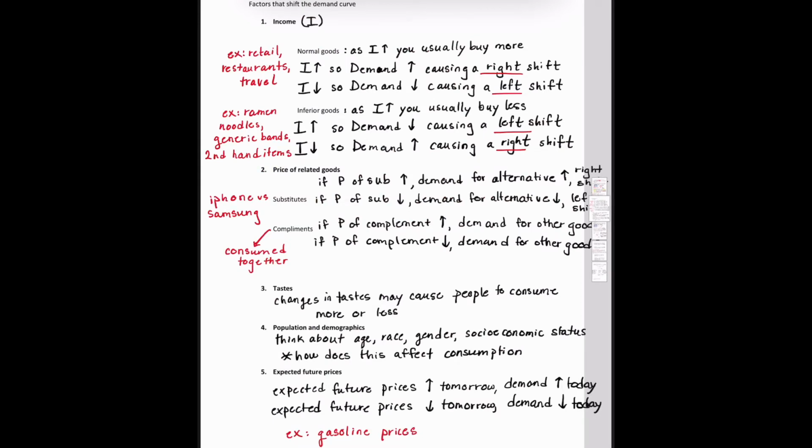So now let's talk about shifting the demand curve. Shifting the demand curve is caused by something other than price that affects demand. It causes the entire curve to shift. A shift to the right is referred to as an increase in demand. A shift to the left is referred to as a decrease in demand. And there are 5 factors that shift the demand curve.